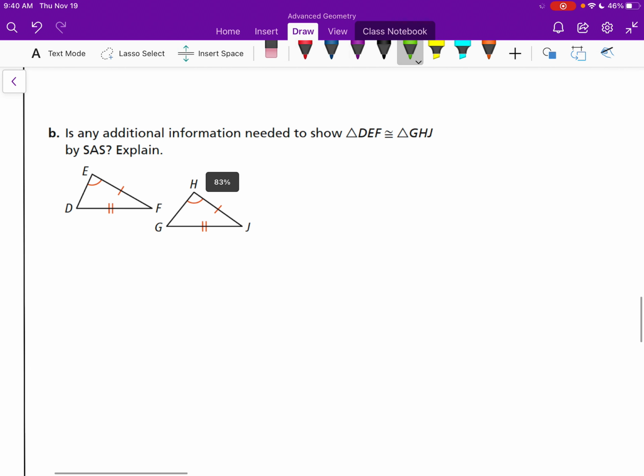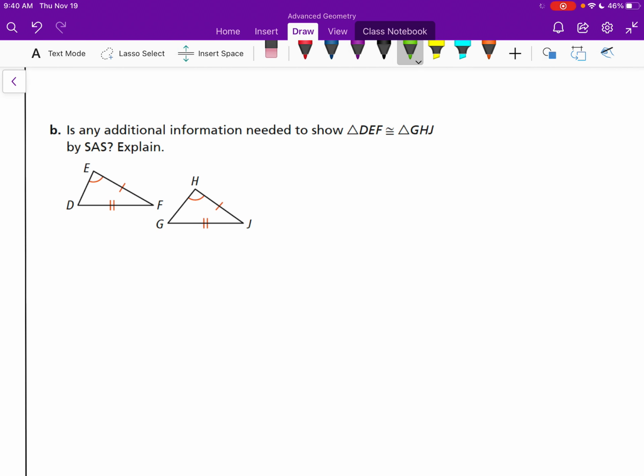Let's look at the next one. It kind of already sets us up. It says, is any additional information needed to show triangle DEF is congruent to triangle GHJ by side angle side? So it's saying, use this side angle side theorem. Let's look at what we've got first. DEF gives us an angle, then a side, and GHJ gives us an angle and then a side and a side.